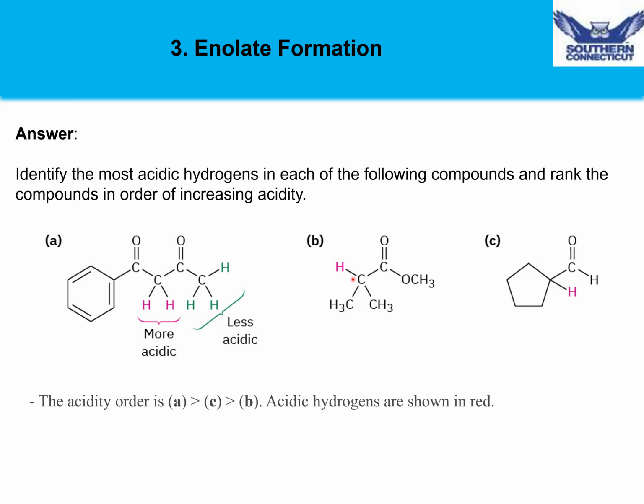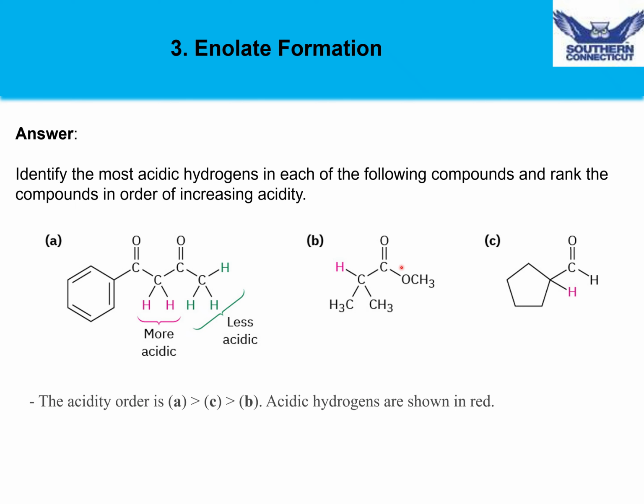With the next example, we have only one type of alpha hydrogen, which is the one highlighted here. So on an ester, the CH3 hydrogens are generally not that acidic. Neither are the hydrogens on the beta carbons, which would be these two methyl groups. In compound C, we have one type of alpha hydrogen, which is the one highlighted here in color. The hydrogen directly attached to the carbonyl of an aldehyde is not generally acidic.